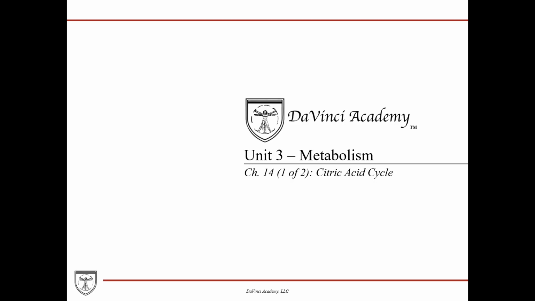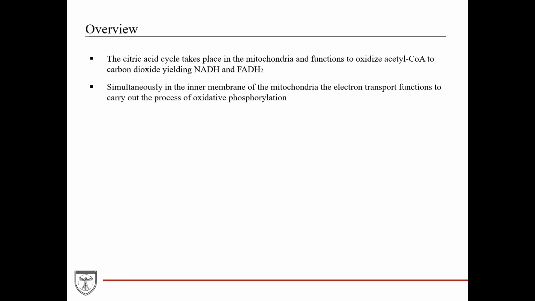So this is the first of two lectures for Chapter 14 of Unit 3. In this first lecture, we're going to talk about the citric acid cycle, and in the next lecture for Chapter 14, we're going to talk about the electron transport chain. So again, an overview: the citric acid cycle takes place in the mitochondria, and it functions to oxidize acetyl-CoA to carbon dioxide, yielding NADH and FADH2, those electron transporters.